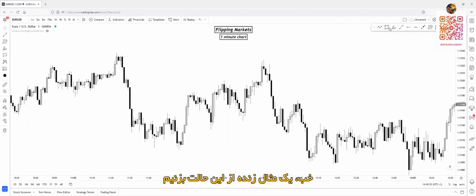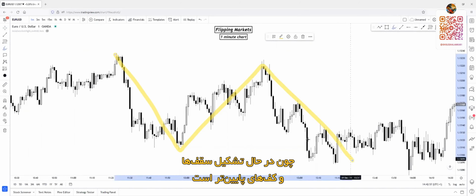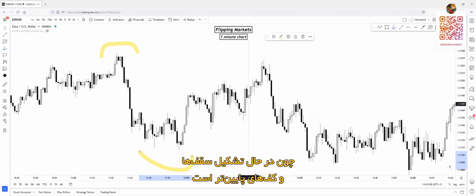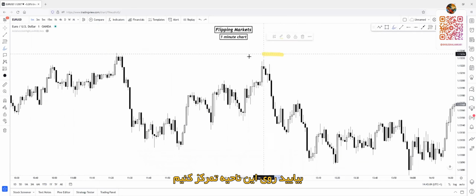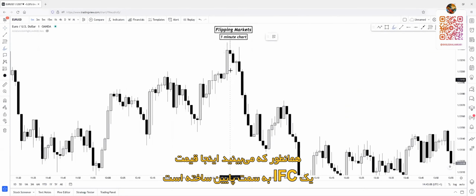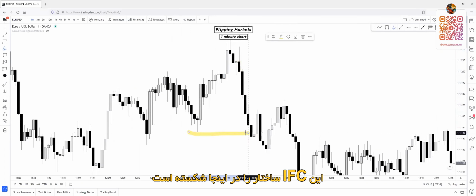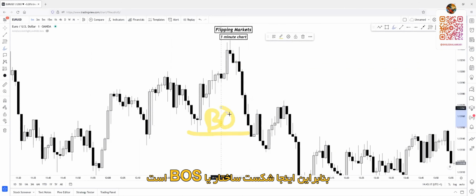Okay, so let's see the live example of the weak zones. As you can see, price is moving in a clear downtrend because it's forming lower highs and lower lows. So let's just focus on this region. I will just zoom in. As you can see in this region, price has created an inefficient move to the downside, so it's a really clear inefficiency. Also, this inefficiency broke structure to the downside here, so it's a break of structure.